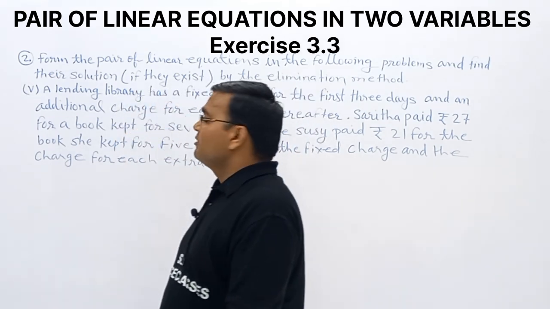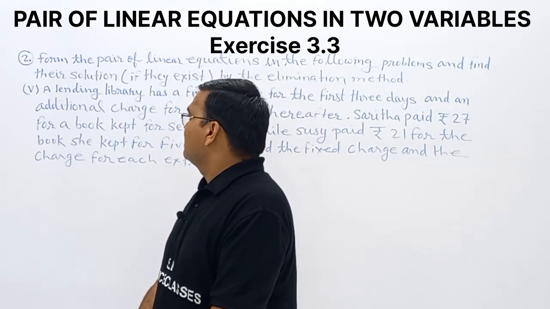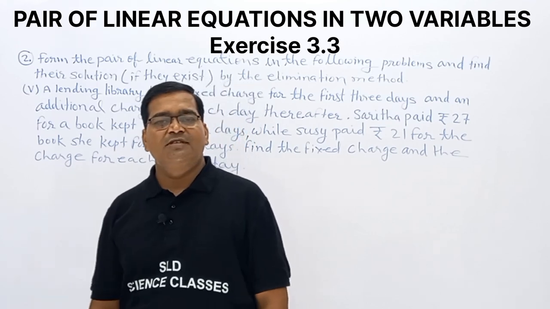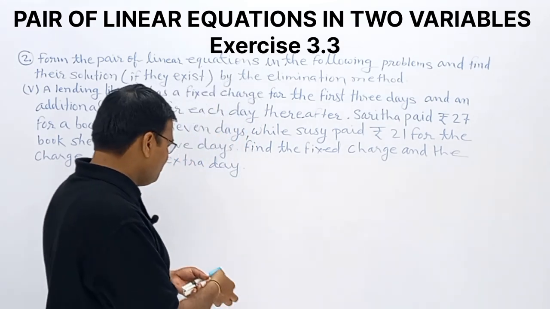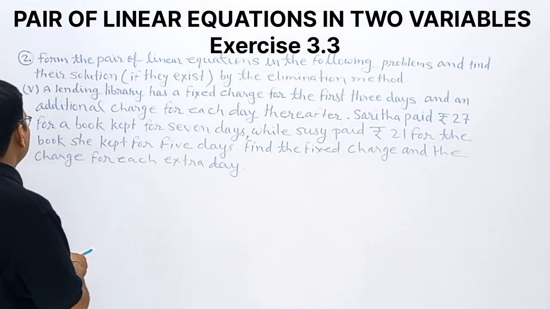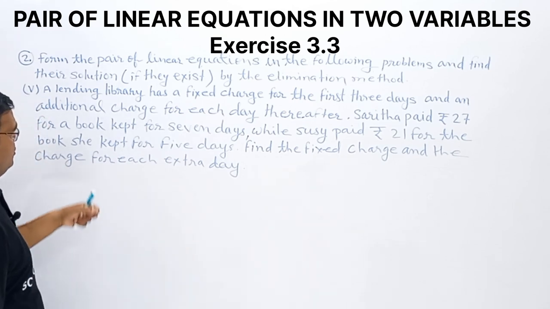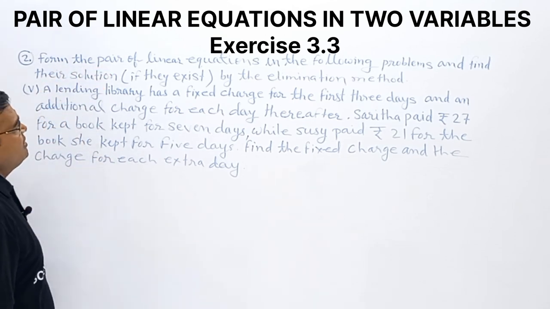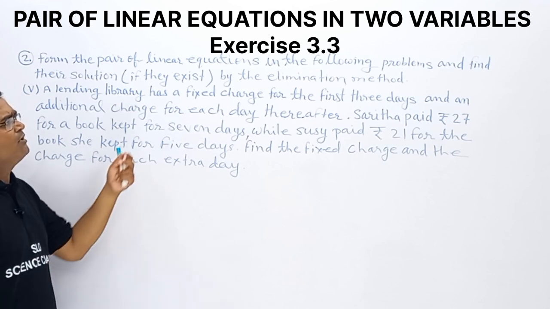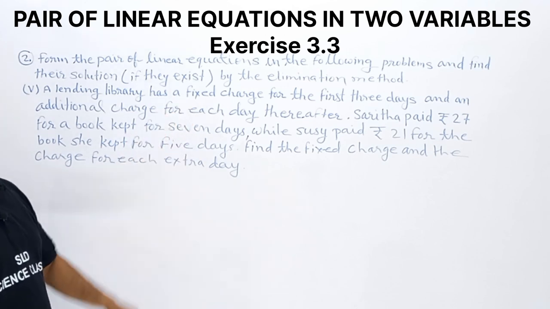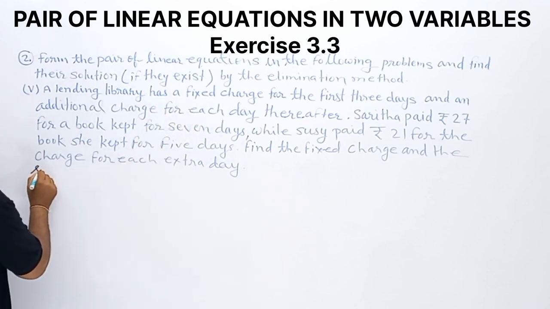We completed 4 questions, and now I am taking the last question of this exercise. Observe carefully, so simple question. Once we understand the concept, then we can easily form the pair of linear equations, and then we will find the solution by using the elimination method. So what about its solution?